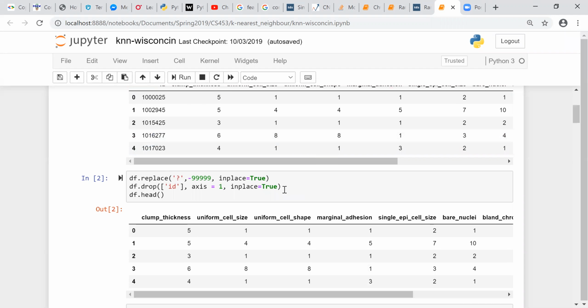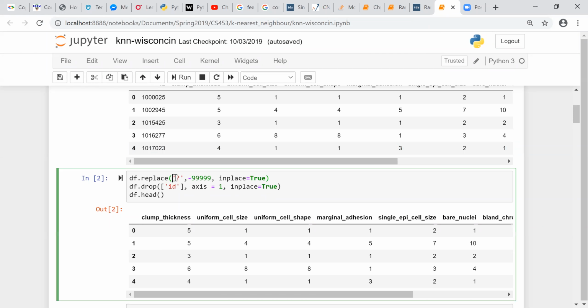And over here it also does some data cleaning work, because in the original data, if we take a closer look, in some places it may have a question mark, not numbers. In that case, we are going to replace it with a very large negative number.